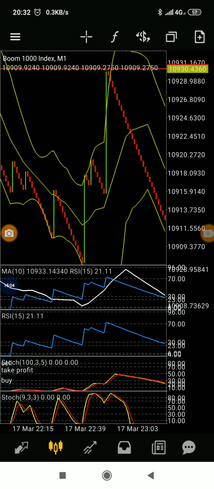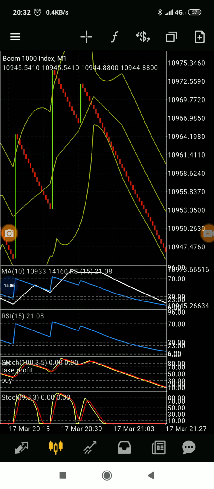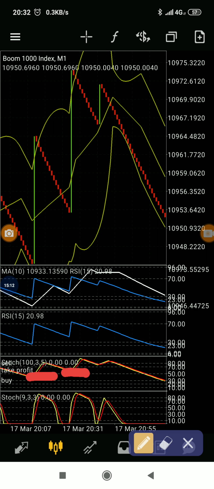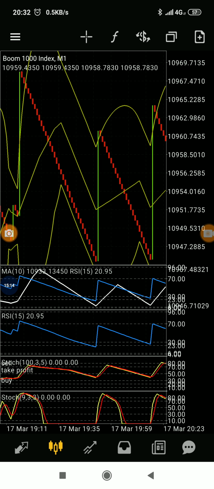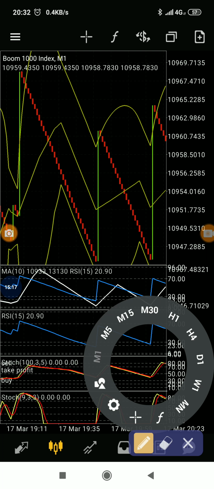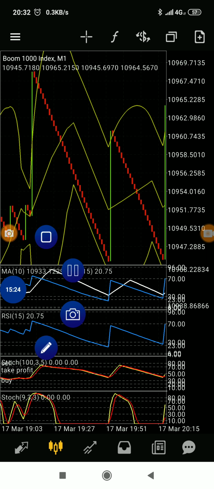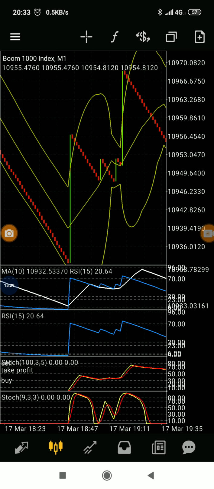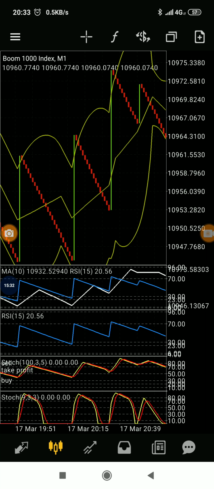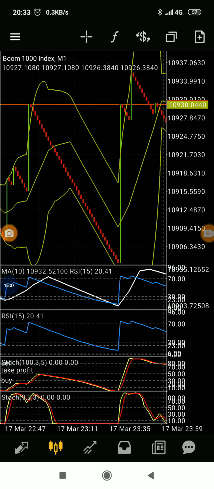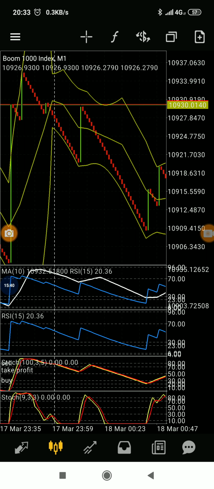Okay, let me show you. Most times it does spike at level 50. You can see this level 50. You can see it here again, and again. It does spike at level 50. That is, once you get to level 50, try to take profit. And if you have taken profit, then just be watching.